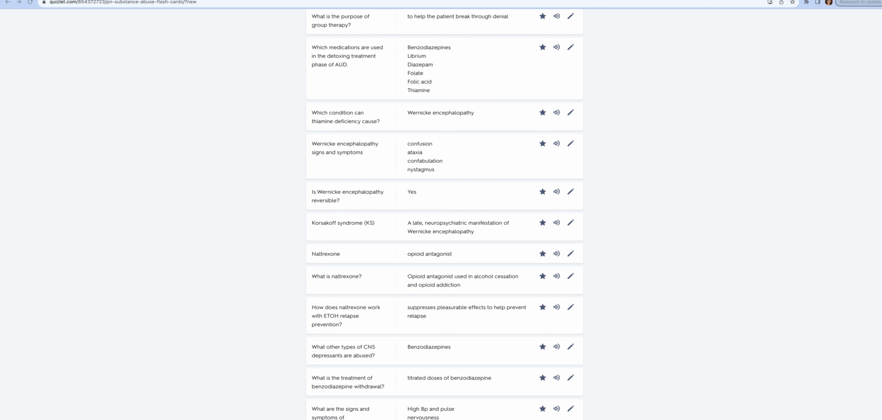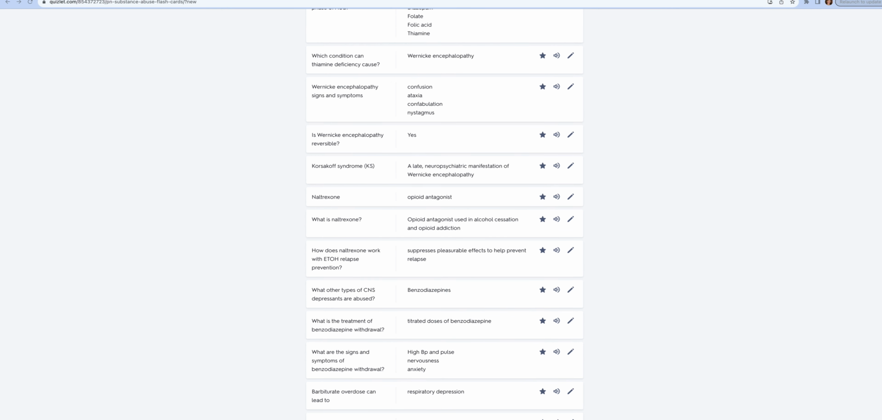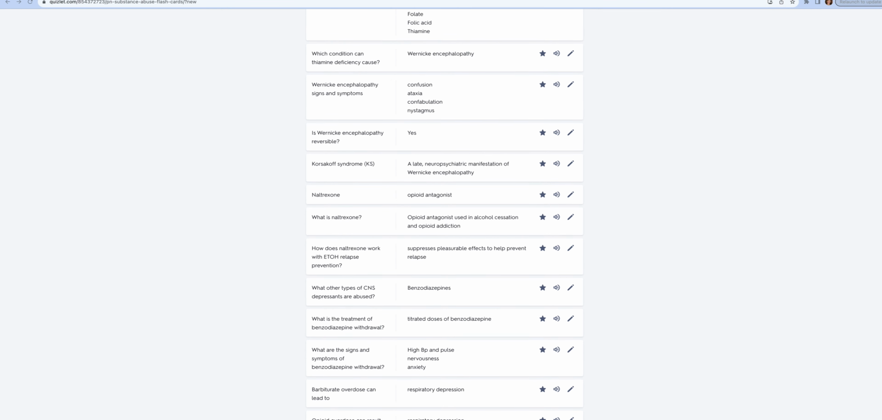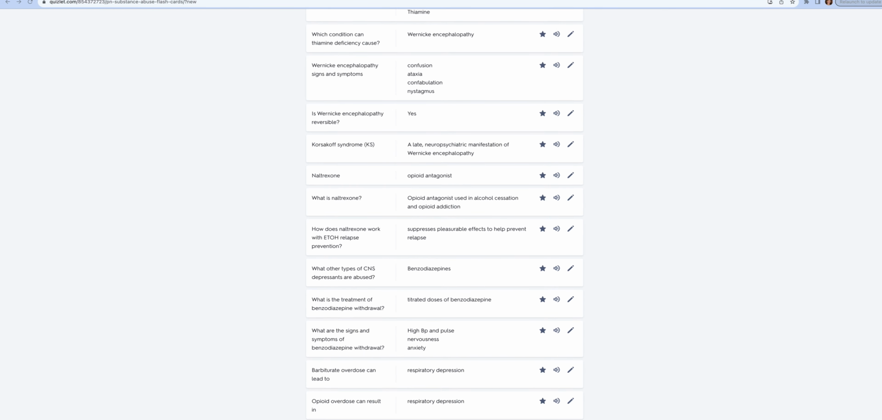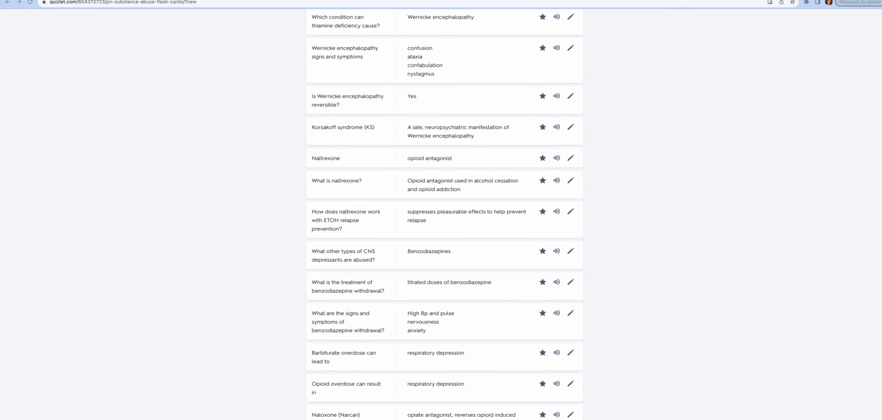The other kind of CNS depressants that are abused frequently in this country are benzodiazepines. So the treatment of benzodiazepine withdrawal, this is another drug that shouldn't be stopped abruptly, is titrated doses of the benzodiazepine. And the signs and symptoms of benzodiazepine withdrawal are the same because it's a CNS depressant as well. High blood pressure and pulse, nervousness, and anxiety. Barbiturate overdose can lead to respiratory depression, so they may need to be intubated.